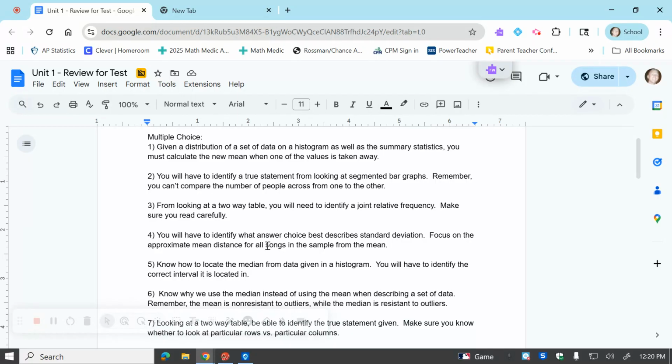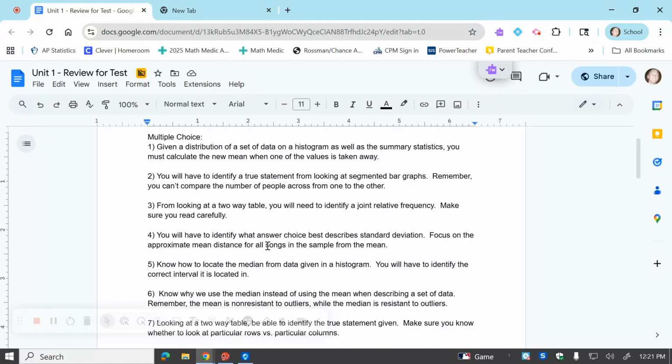Number 4. You will have to identify what answer choice best describes standard deviation. Focus on the phrase approximate mean distance for all of the data points in the sample from the mean of the sample. How much do we typically vary? Okay? Approximately the mean or average distance between the data points in the sample and the mean of the sample. Okay? Focus on those key words and you will be able to identify the correct answer.